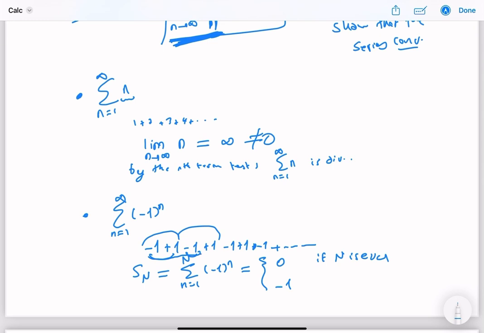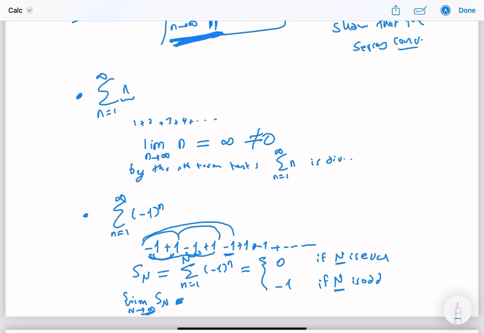If you add 5 terms, for example, you also get negative 1, because these will cancel and these will cancel and be left with this negative 1, and so on. If n is odd, you get a negative 1. Now if you want to consider the limit of Sn as n tends to infinity, you cannot determine what the limit is, because as n is getting bigger, it can be getting bigger as an even number or as an odd number.